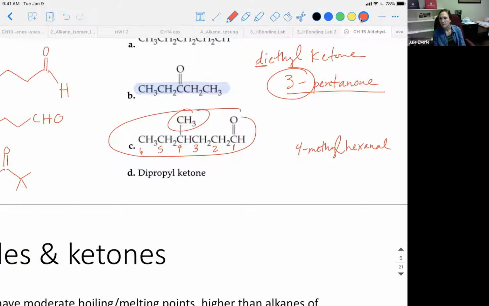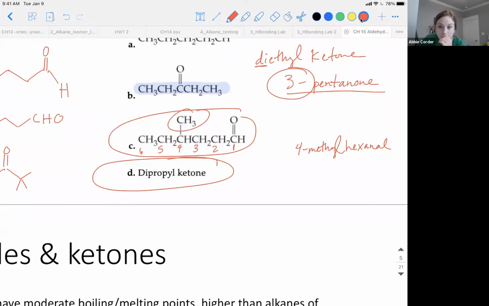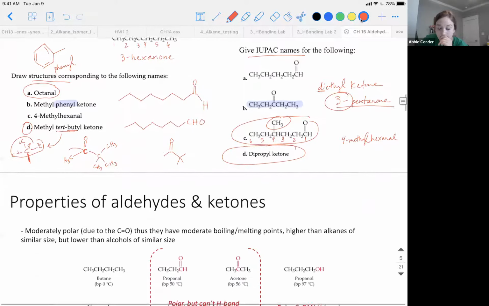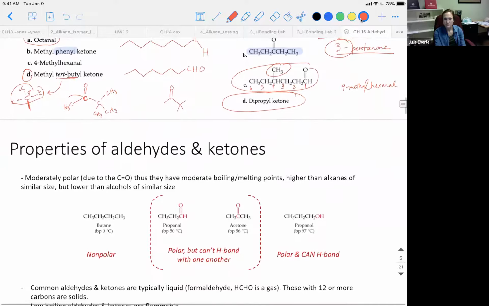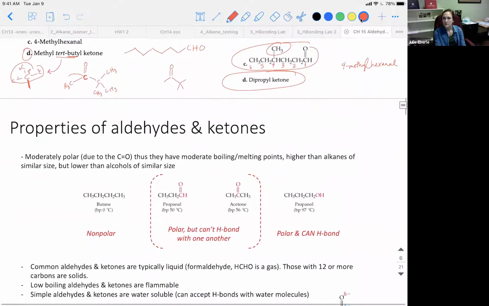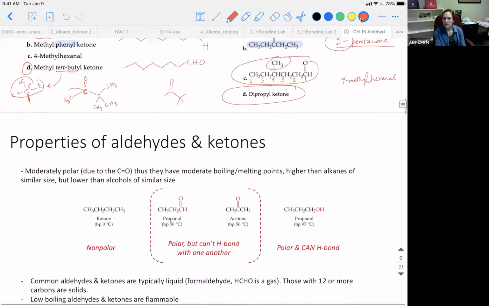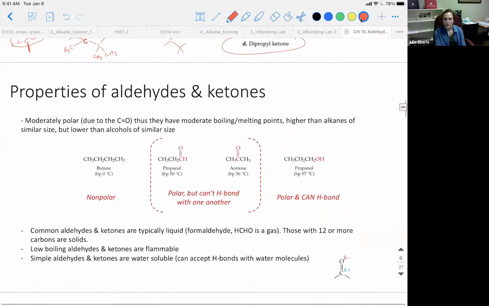All right. Questions? So Cameron, I think a good one to practice is dipropyl ketone. You know what diethyl ketone looks like. I bet you could draw dipropyl now. But we're going to move on. Any questions on naming? All right, properties.